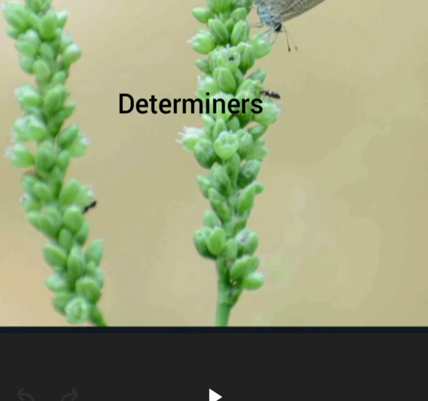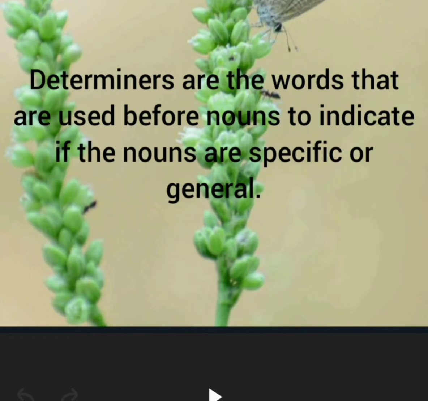Exam portion, determiners. Determiners are the words that are used before nouns. These are simple words which can be used before the nouns to indicate if nouns are specific or general.